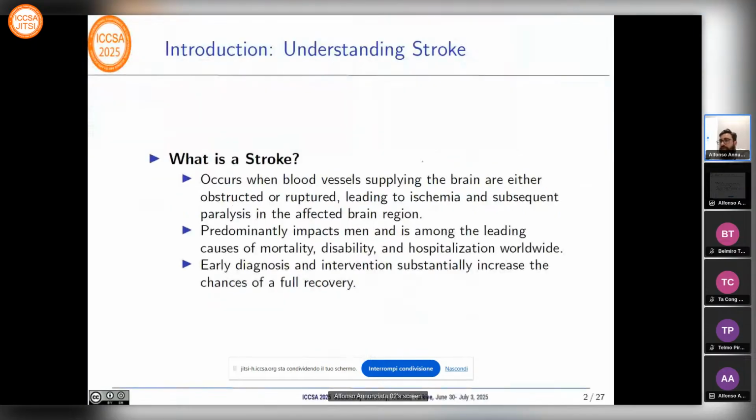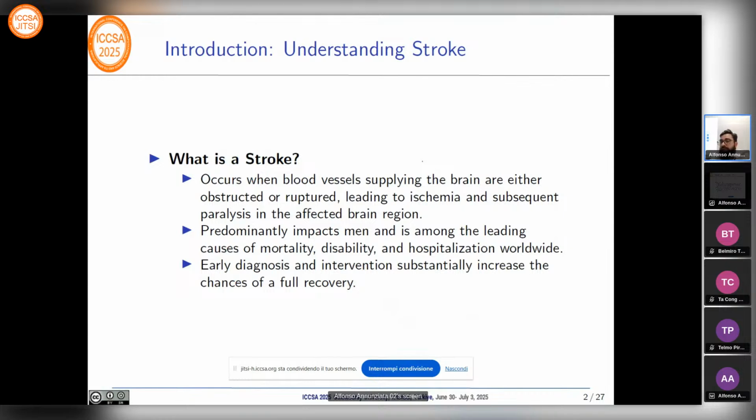So let's introduce what a stroke is. Strokes occur when blood vessels supplying the brain are either obstructed or ruptured. We have 2 kinds of strokes, but both of them lead to ischemia and subsequently paralysis of the affected brain region. So you can lose movements or you cannot speak. So you have some kind of problems post-stroke. It impacts more men than women and is among the leading causes of mortality, disability, and hospitalization worldwide. And early diagnosis and intervention can improve the chance of full recovery.